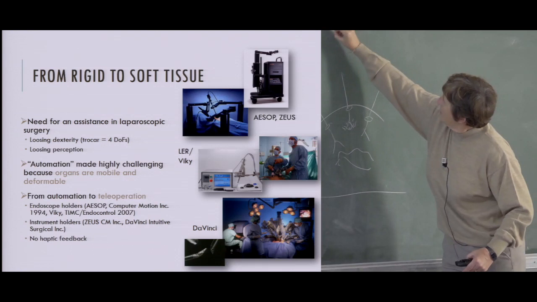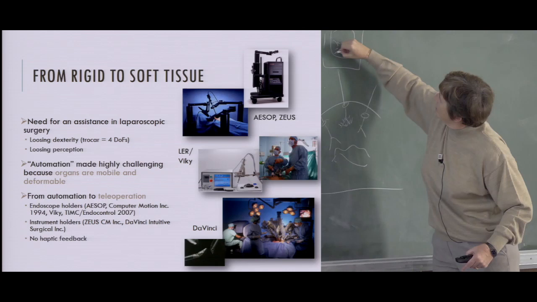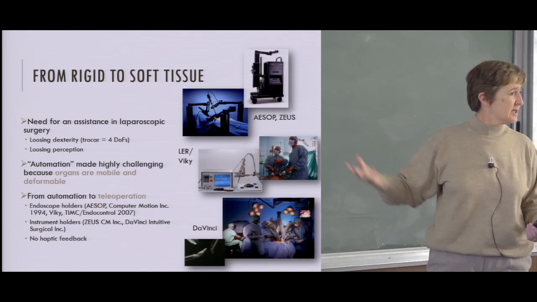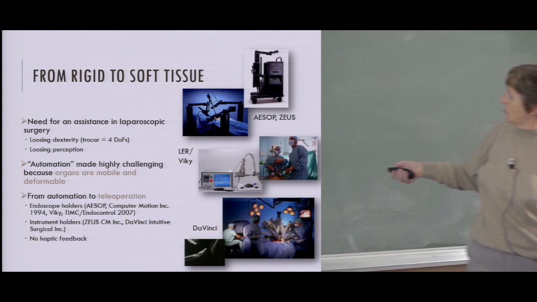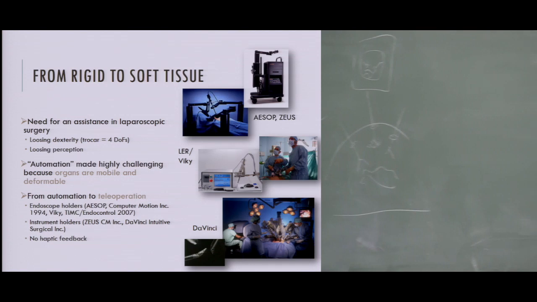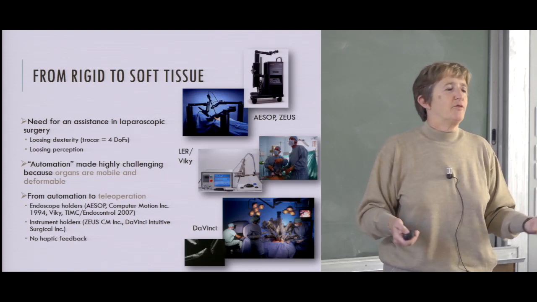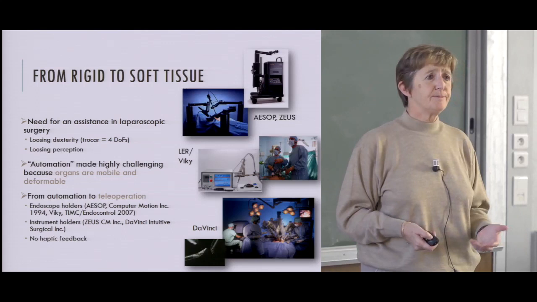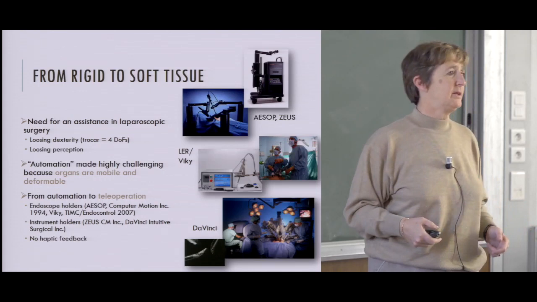And so you can see here your instrument and your organ, and the clinician has to operate using this view and carrying this instrument. And you can imagine that when you insert your instrument by this kind of orifice, you lose some degrees of freedom. Instead of having 6 degrees of freedom like for free movement, here you only have 4, and so you lose dexterity. Of course, you lose perception because you see in 2D, you cannot palpate the things, and so robot can be useful to provide assistance.